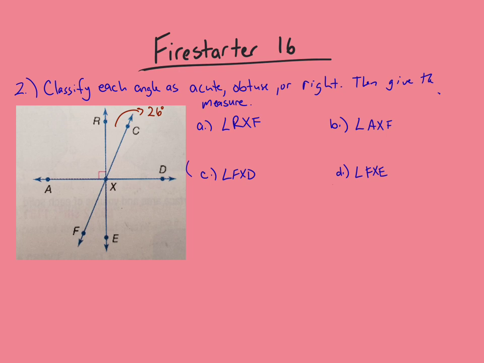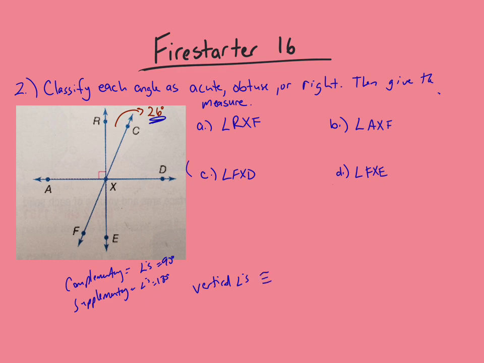All right, number 2. By knowing about vertical angles and knowing about complementary and supplementary, we could probably fill out all of these missing angles just by knowing this one thing of 26. So remember, complementary angles add up to 90 degrees. Supplementary angles add up to 180 degrees. Vertical angles are always congruent. So we got all that stuff we can talk about.